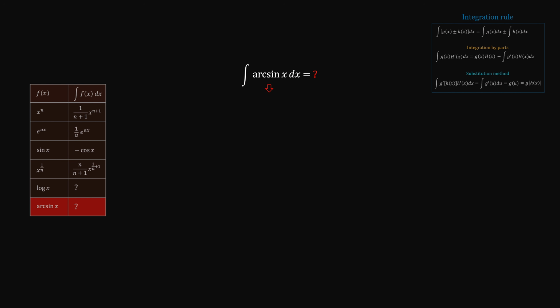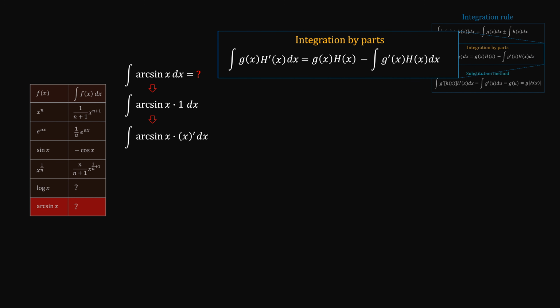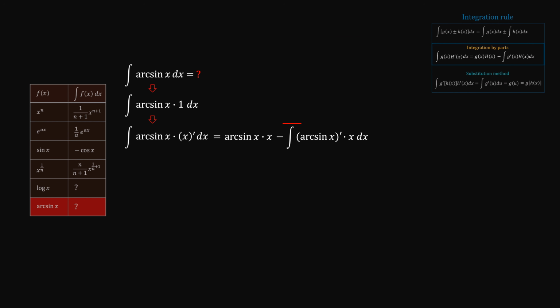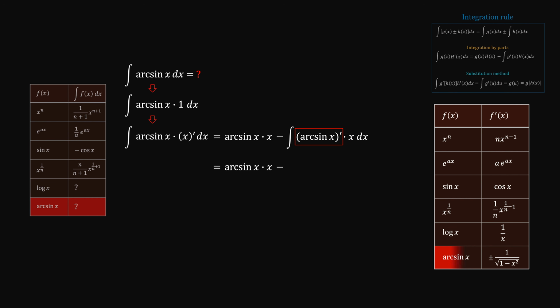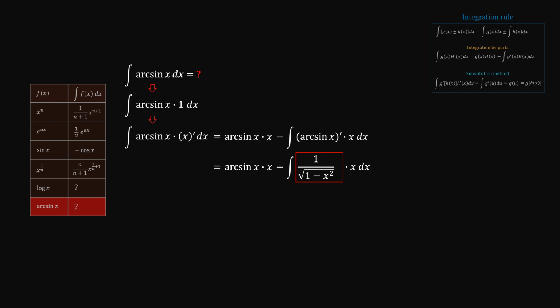First, see the integrand as arcsine times 1. Then think of this 1 as the derivative of x. And then by using integration by parts, it equals the product of the two originals subtracted by the integral of the two functions switching places. So now we need to integrate arcsine prime times x. And we know the derivative of arcsine is this guy, the inverse square root term. It can be rewritten in the power format.